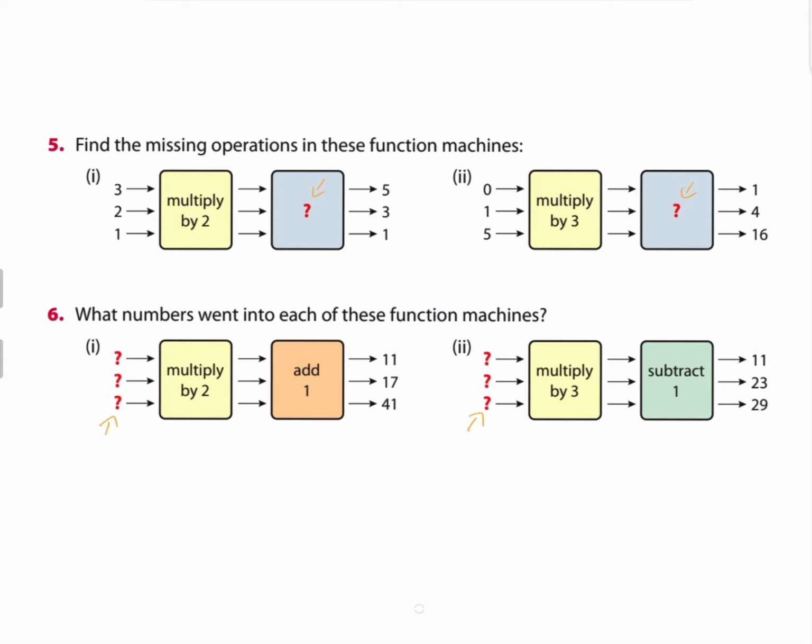So for example, 3 multiplied by 2, and then something happens to give you 5. Over here, 0 multiplied by 3, and something happens to give you 1. And then over here, something multiplied by 2, and then you add 1, gives you 11. Something multiplied by 3, and then take away 1, gives you 11. All right, so you just have to figure out what the missing numbers are in the bottom 2 and what the missing rule is in the top 2.